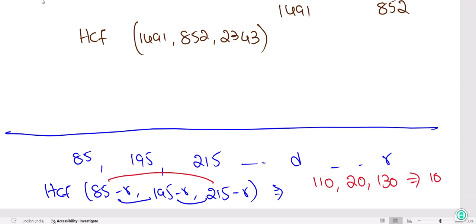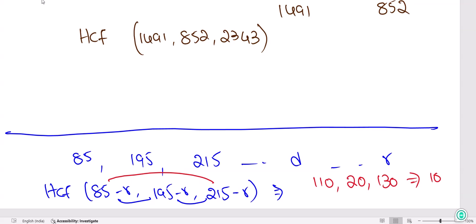Now, 10 may be the d value, d and 10 both may be same. I have to verify. How can I verify? 85 divided by 10, what is the remainder? Remainder 5. 195 divided by 10, remainder 5. 215 divided by 10, remainder 5. It's satisfied. So the same remainder I got. So I can say r value is 5, d value is 10. The greatest number which is dividing all those things is nothing but 10, and remainder is 5.